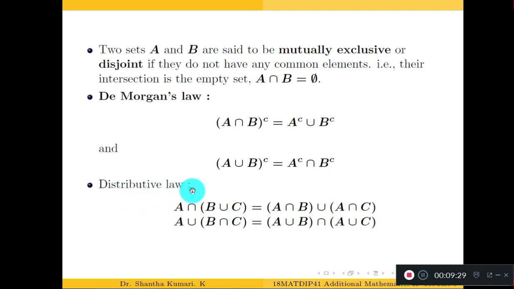And the distributive rule. The distributive rule is A intersection (B union C) is equal to (A intersection B) union (A intersection C). A union (B intersection C) equals (A union B) intersection (A union C). So remember, I have mentioned here only the rules which we are going to use. Actually, there are many other rules in set theory. I have included only the rules which we are going to use.